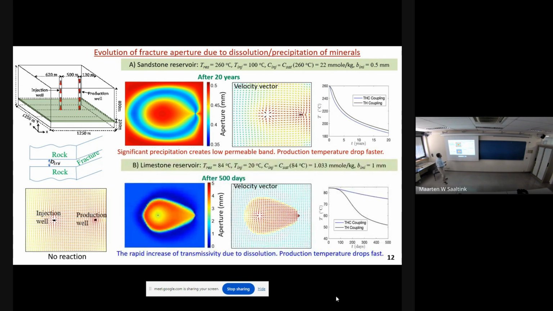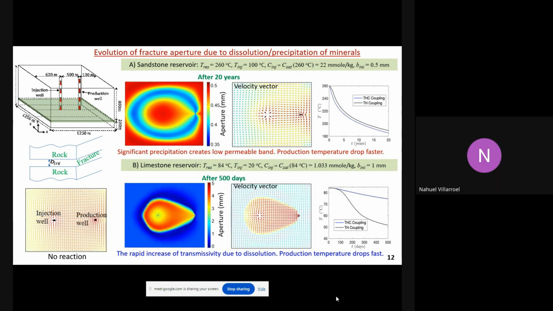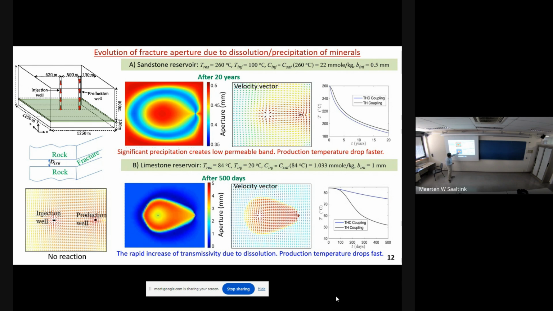On the other hand, if it's limestone, things are very fast. The sandstone case takes 20 or 30 years, and this happens within one year or slightly more than that. Things are very different. A lot of precipitation and dissolution happens. Dissolution mainly happens in this zone, precipitation happens outside, and the flow field is very, very confined. So no heat is coming from this part, the cooling down is very fast, and the temperature production rate is dropping very fast. Not a good idea.